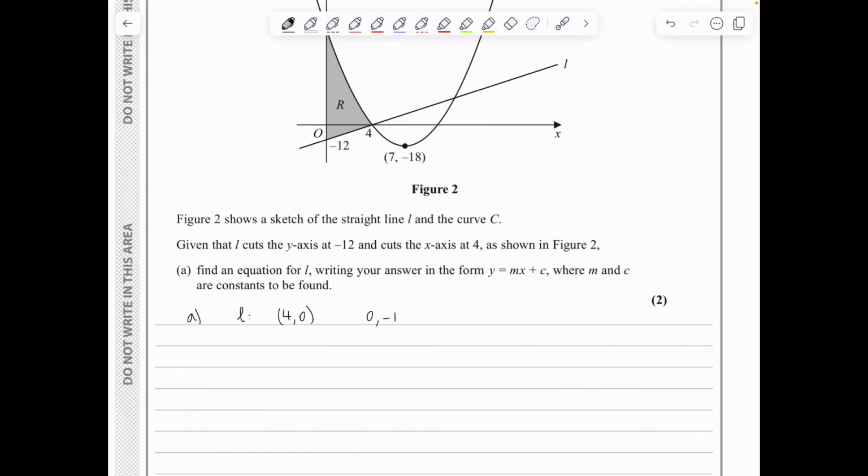So let's start by stating that for line L, we know that we pass through 4, 0, and 0, negative 12, which means that I can find the gradient by doing y2 minus y1 over x2 minus x1. So it's minus 12 minus 0 over 0 minus 4, which gives an answer of 3. We notice that the y-intercept c is simply the negative 12, and therefore we conclude that the straight line L has equation y is 3x minus 12.